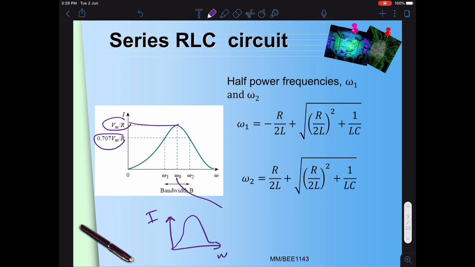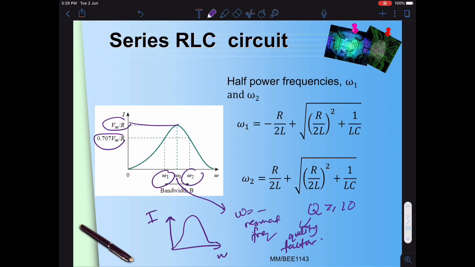Then the rest of the parameters. The omega naught you already learned, which is the resonant frequency. So here we are going to learn about the half power frequencies, omega 1 and also omega 2. It's a very long formula to memorize, however, we can summarize. If you obtain a circuit Q value of more than 10, what is Q? Q is the quality factor.